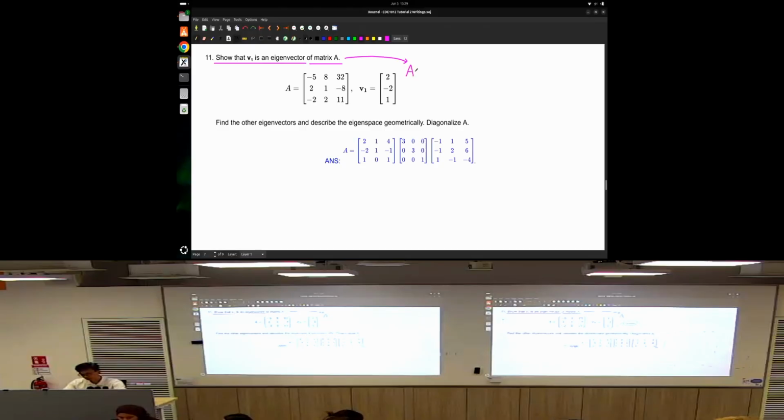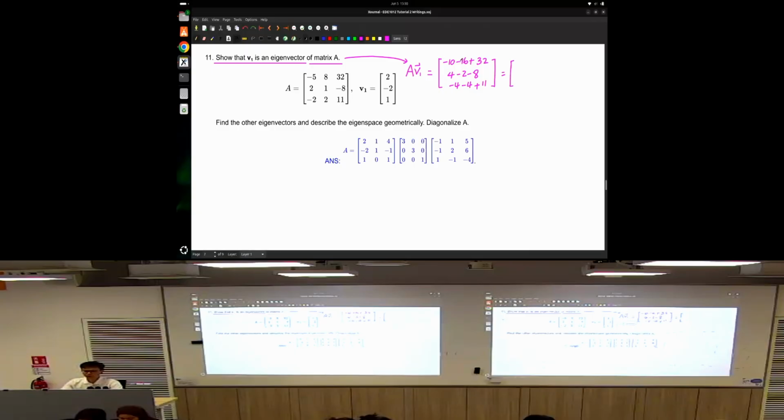So just take A times V1. Then you take this matrix times V1, so you straight away calculate. It will be minus 5 times 2. Let me write down the arithmetic first before I make mistakes. So it's minus 10 minus 16 plus 32. Then there will be a 4 minus 2 minus 8. Finally, it will be minus 4 minus 4 plus 11. So just multiply out.